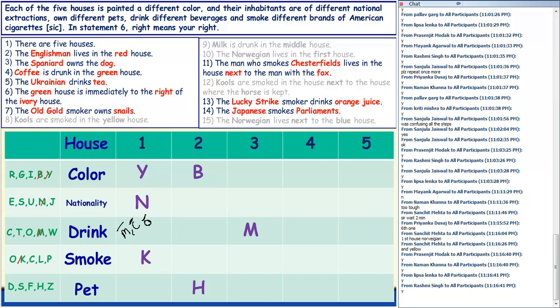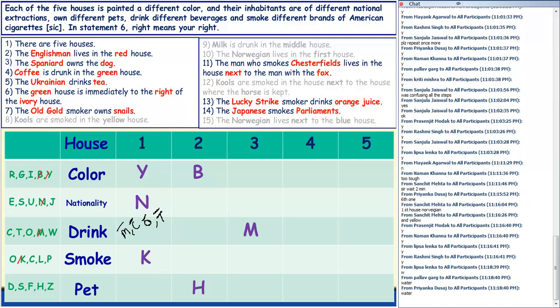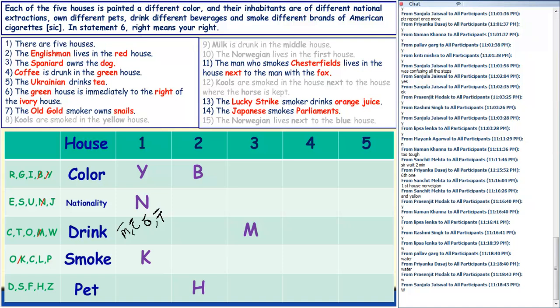यूक्रेनियन ड्रिंक्स टी. इट सेज दैट स्टेटमेंट 5 सेज यूक्रेनियन ड्रिंक्स टी. तो यहाँ पे टी भी नहीं आ सकता है. सो इट कैनॉट बी M, इट कैनॉट बी C, इट कैनॉट बी O, इट कैनॉट बी T. सो व्हाट इज ड्रिंक इन द फर्स्ट हाउस? प्लीज टेल मी नाउ, ऑल ऑफ यू. That's right. In the first house, we are drinking water.